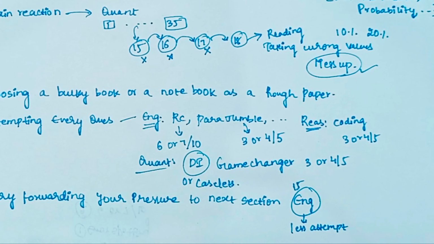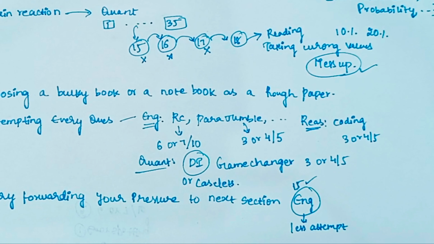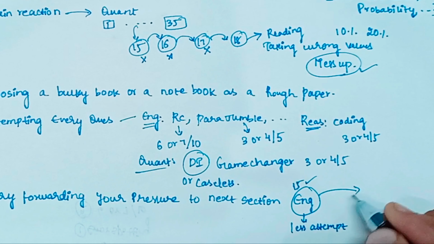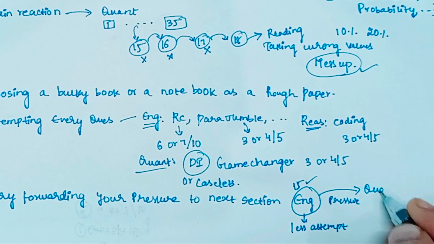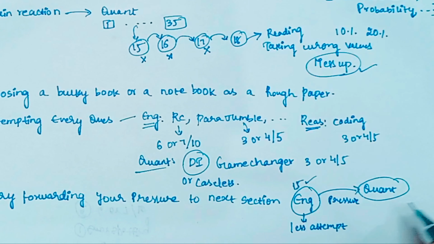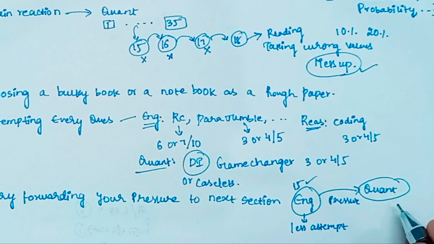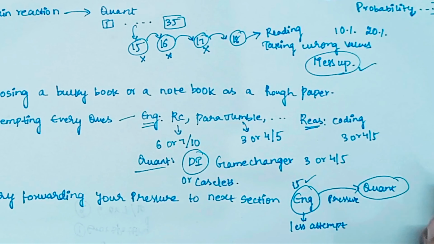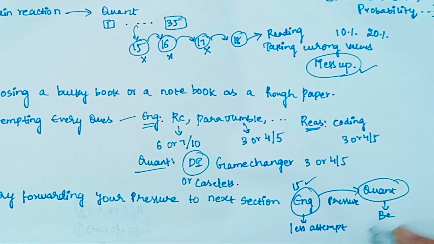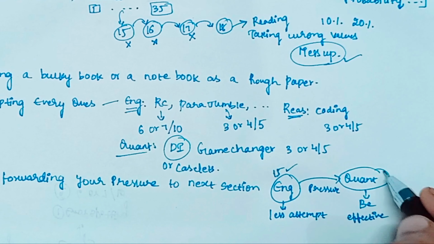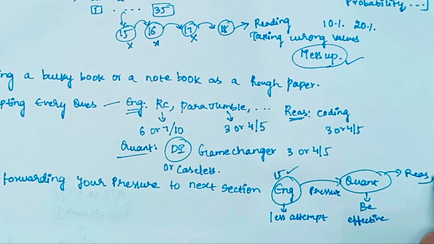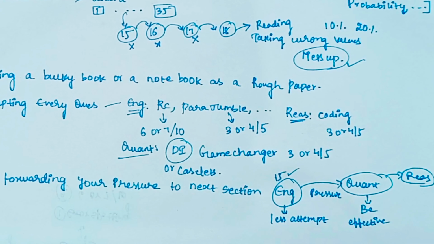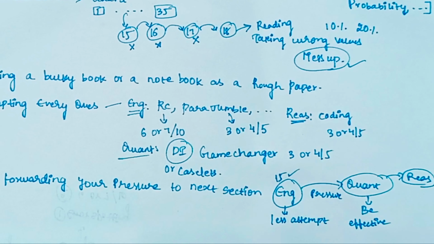If the next section is quant and we keep thinking about this English section, do we spoil quant section also? No, right? Say this to your mind that please don't bother about the previous section. Whatever the previous section attempt is, be effective in the current section. Be effective in this quant section without bothering about the English section. Then you will break the chain and you will be effective in the reasoning section. Then you will end up with a decent attempt with good accuracy.